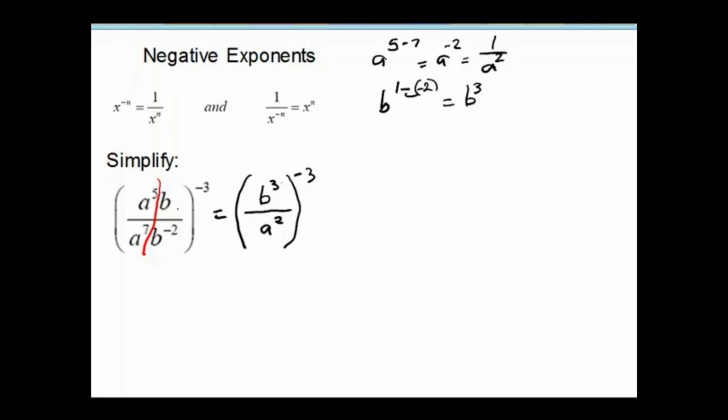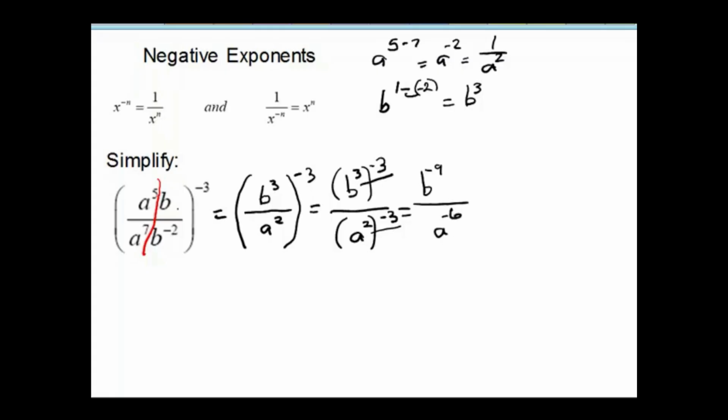And now we have a fraction to a power, so we'll break it apart into numerator and denominator, taking the outside exponent with each. So we have 2 little problems instead of one big one. We can go ahead and work these out, or you could shift the whole parentheses. It doesn't matter. If we work them out, power to a power, keep the base and multiply, gives me b to the negative 9. And on the denominator, a to the negative 6.